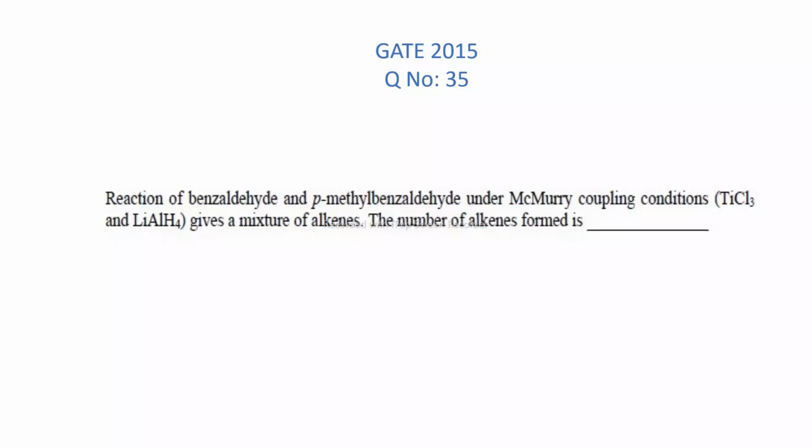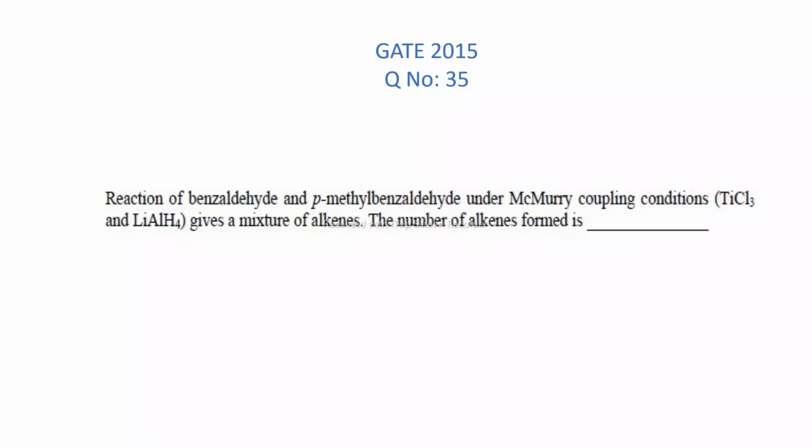Okay, now we're going to discuss one GATE question from GATE 2015, question number 35. The reaction of benzaldehyde and paramethyl benzaldehyde under McMurry coupling conditions, TiCl3 and lithium aluminum hydride, gives a mixture of alkenes. The number of alkenes formed is.